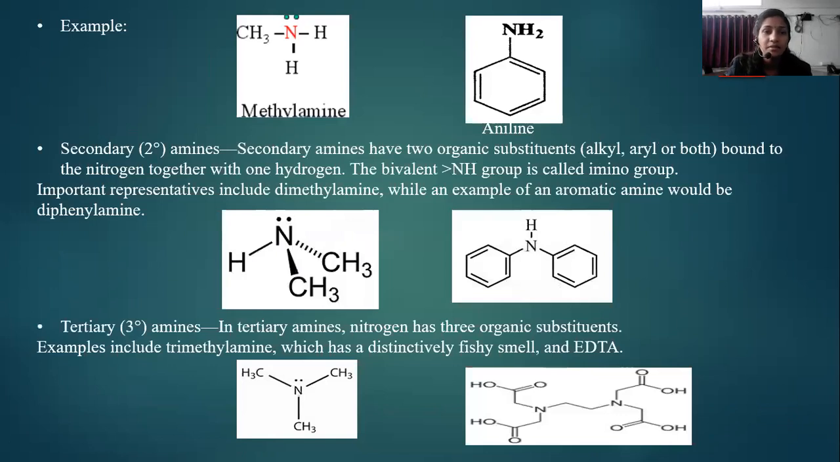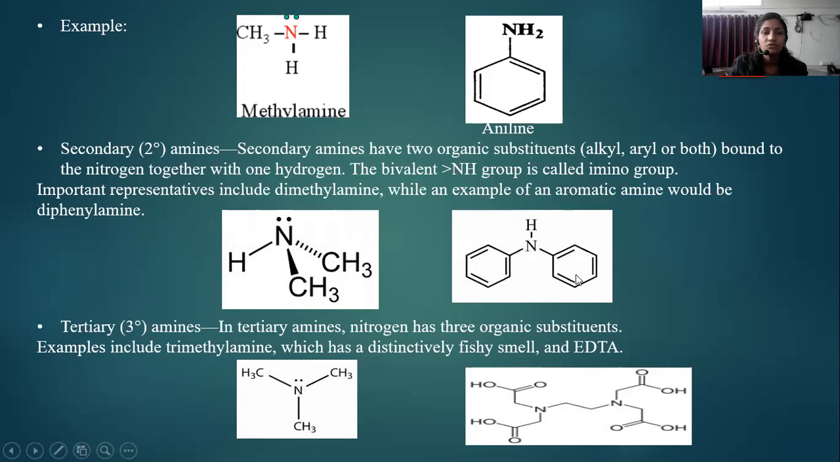Then the second part, secondary amines. Secondary amines have two organic substituents, either alkyl, aryl, or both, present on a nitrogen atom with two hydrogen atoms replaced. The bivalent NH group is called an imino group. Some examples of secondary amines are dimethylamine and diphenylamine: CH3 NH CH3, phenyl ring NH phenyl ring.